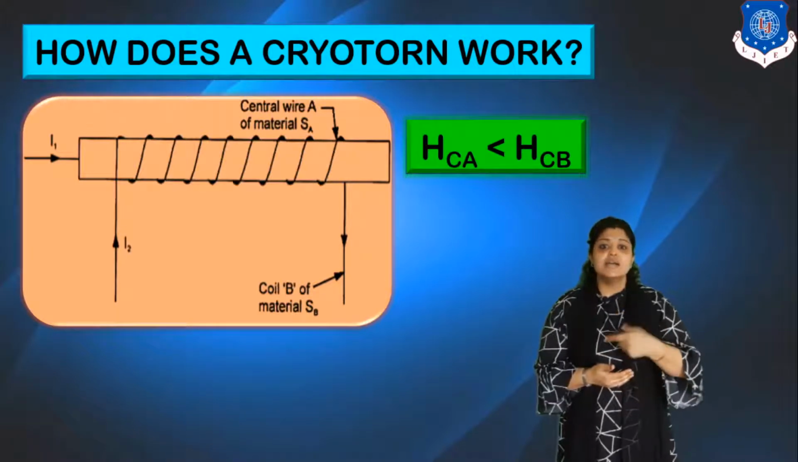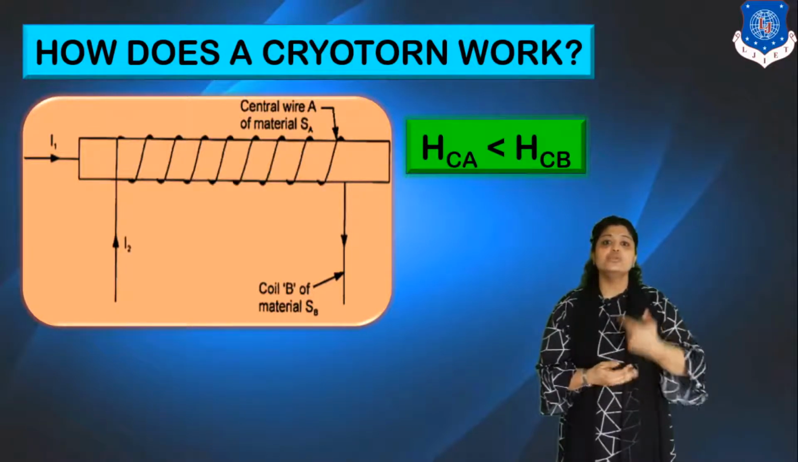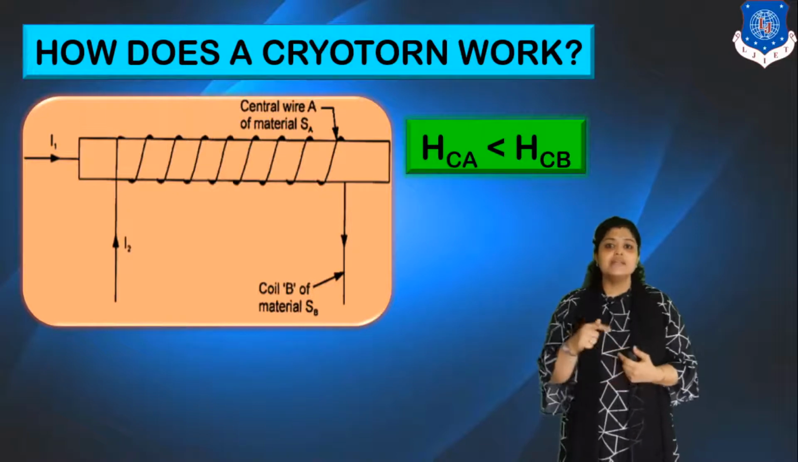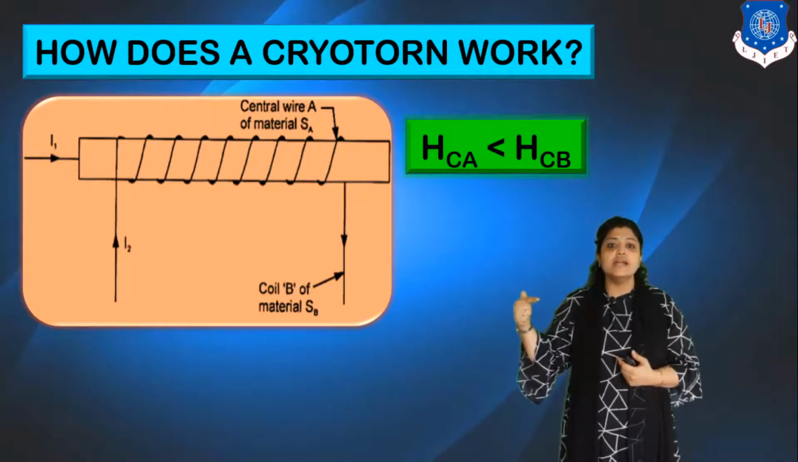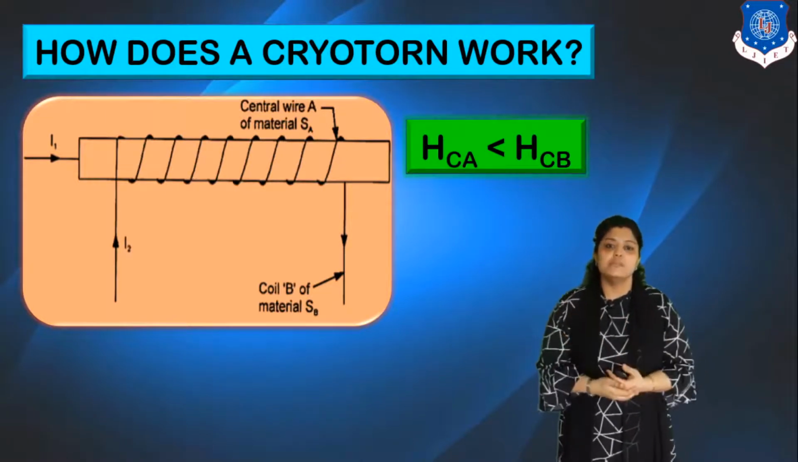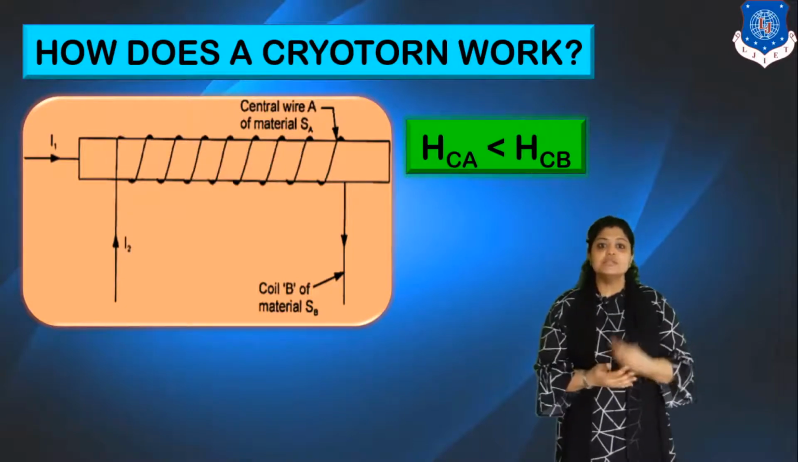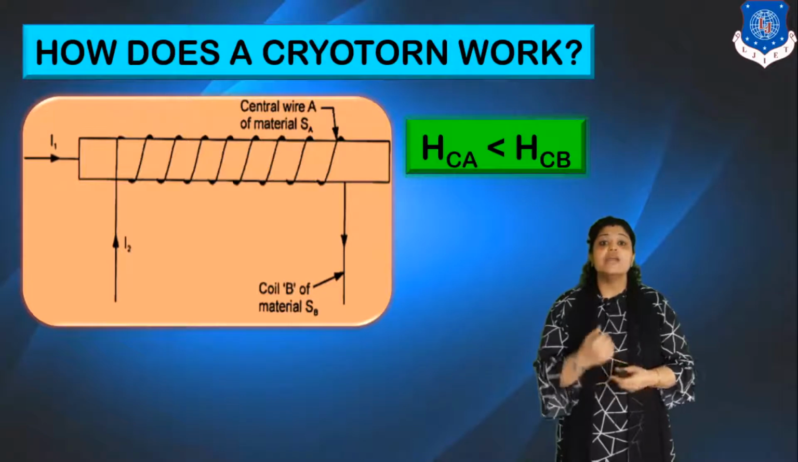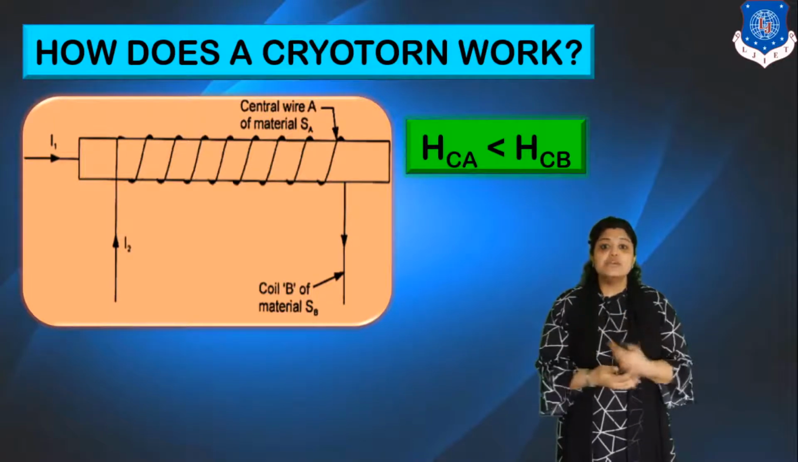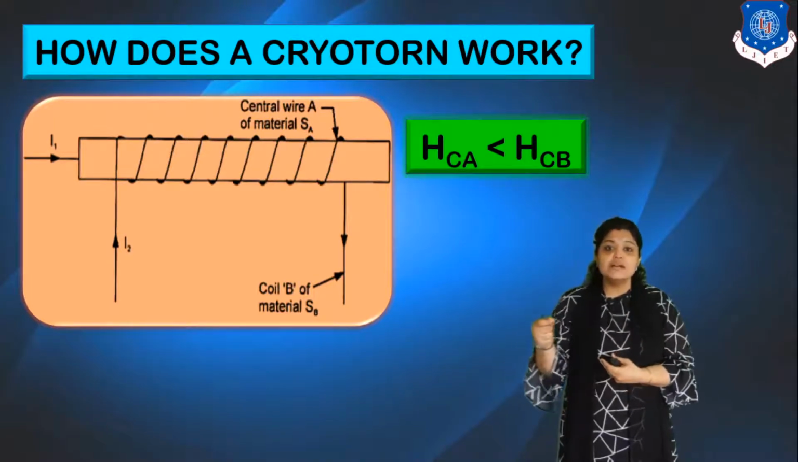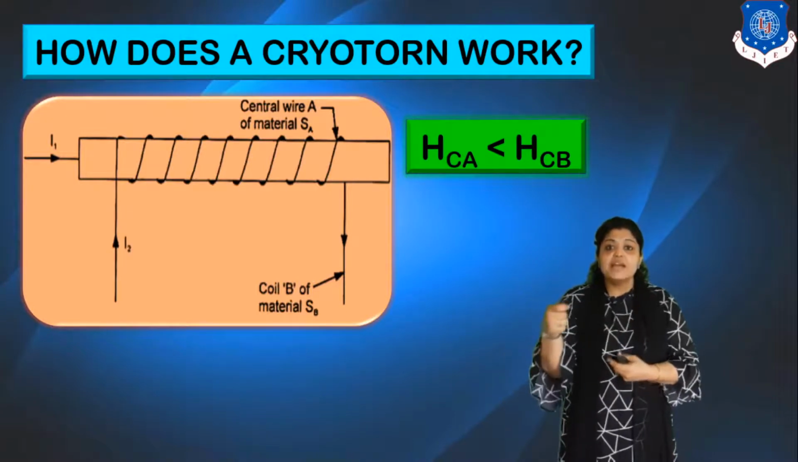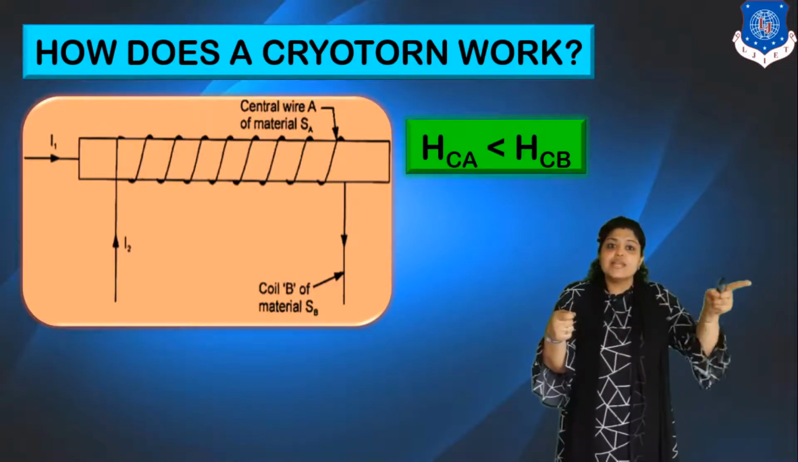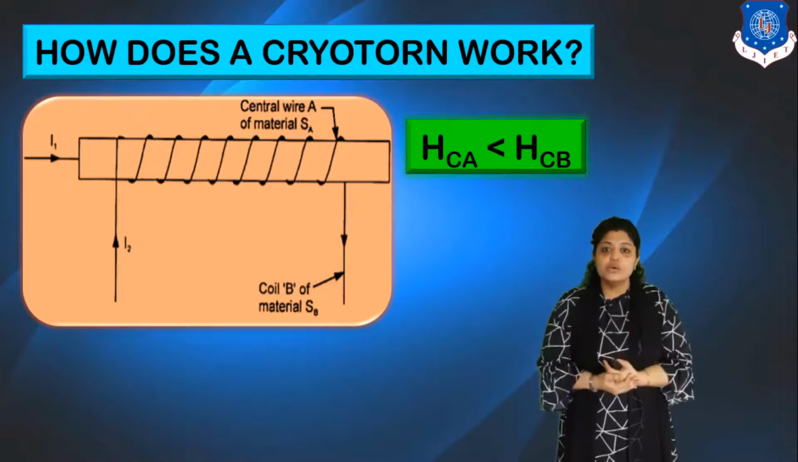There is a current which flows through the winding. What happens if the current flows through this winding? The core is going to get magnetized. In normal conditions, what happens? Because both of them are superconductors, they have zero resistance. So if you pass a current through the core, whatever current I1 has entered the core, the same current I2 will come out of the core.